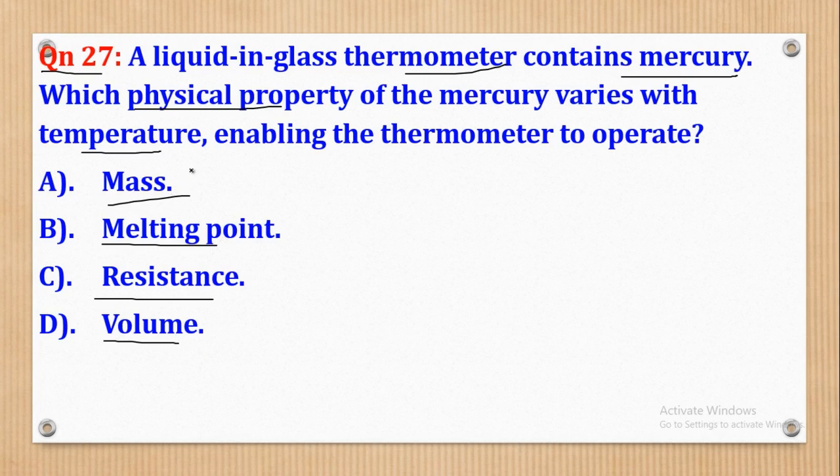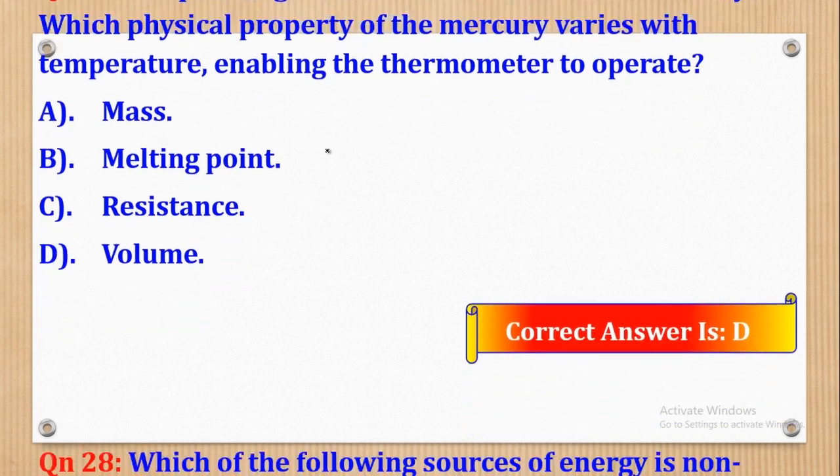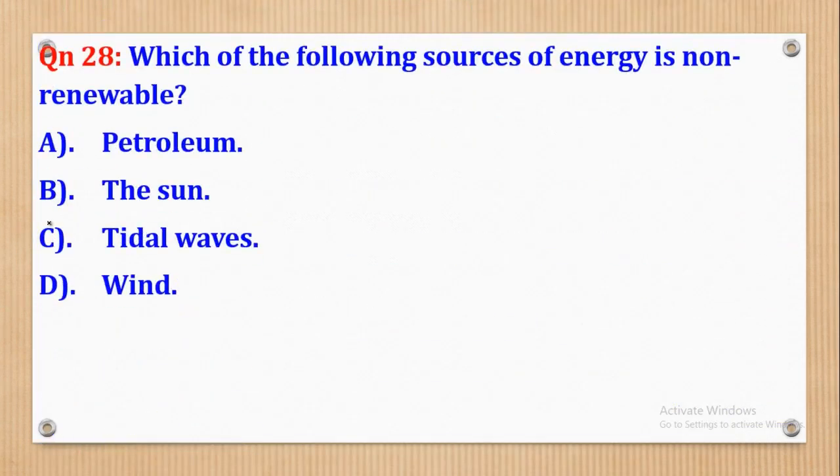So mass is not okay because we don't use a weighing scale to know the temperature. Then melting point is not okay, resistance is not okay because there's no electricity involved. So the only option is volume because we can get the volume of that mercury. The readings depend on the volume. So the correct answer is D. So that was question 27.